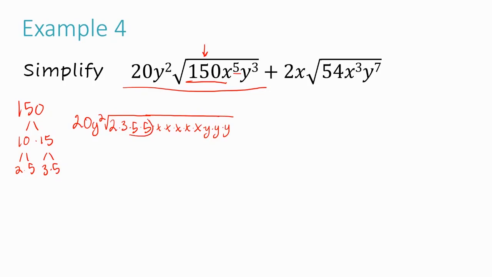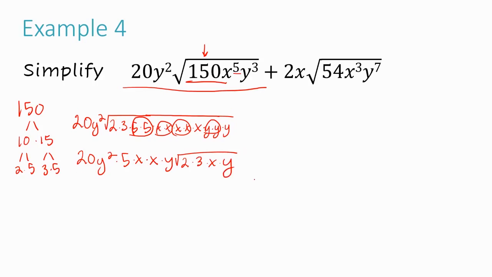Okay. So I got a pair of fives here, two x's here, two x's here, and two y's. All right. Now I'm going to pull all this out and I'm going to be left with 20y squared times 5 times x times x times y. Now everything that's left over stays underneath my radical. So I have a 2 times 3 times x times y.